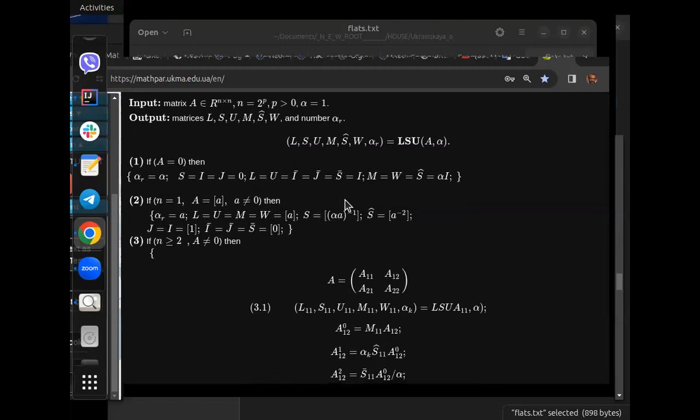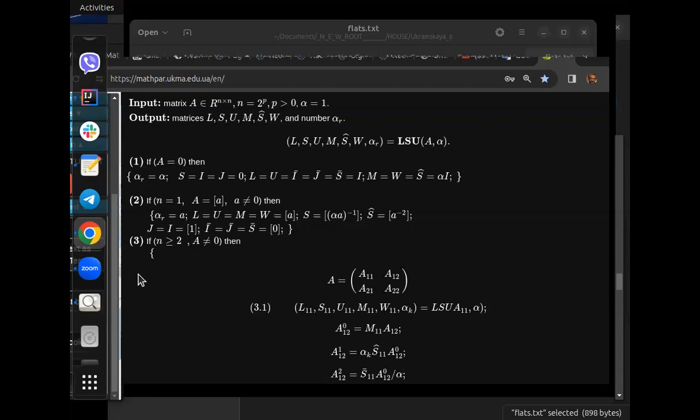Algorithm. The algorithm is recursive. We denote the algorithm LSU. What is the input? The input is matrix A and number alpha. At the first step, alpha is equal to 1. We want to obtain all these matrices and some minor alpha R, where R is the rank of the matrix A.